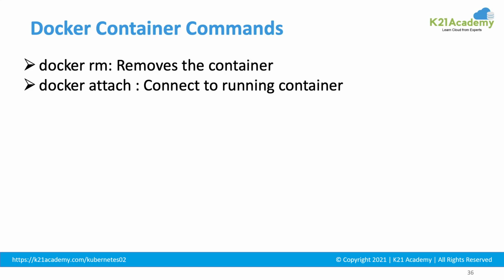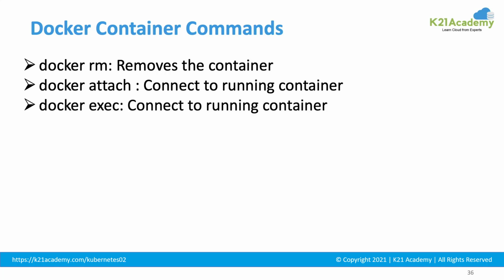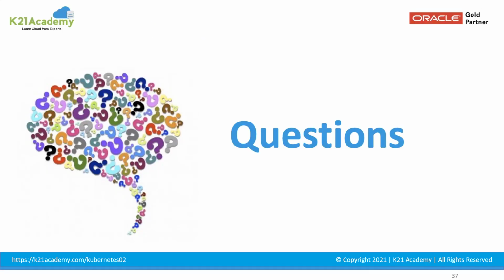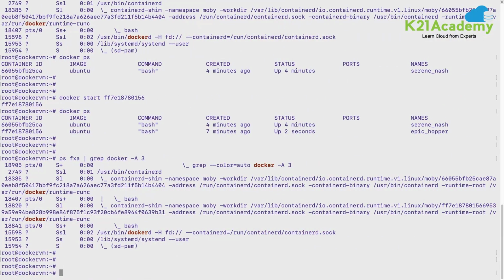But you can only attach to a process which provides you a terminal, like the bash type of process or a shell type of process. Another way to connect to the container is to do a docker exec. Exec stands for execute. You can execute a command by connecting to that container using the docker exec command. There is a difference between how we attach using the docker attach statement to a running container and how we connect to a running container with docker exec. We would see that in our demo.